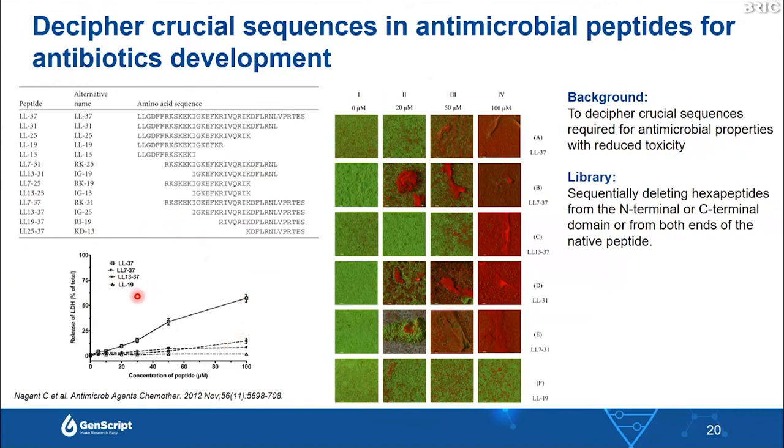So as shown in this graph, using the libraries, they had identified 3 peptides, 3 epitope regions, the LL7 to 37, LL13 to 37, the LL19, that have a lower toxicity compared to the original peptide sequence, indicated through the decrease in the release of LDH and the improvement in antimicrobial properties of the peptides as shown here in the PI staining.